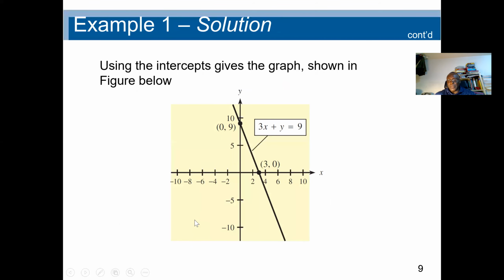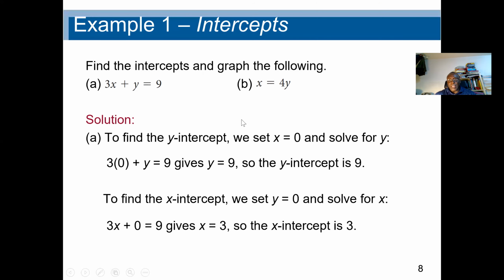Then the second equation, the answer will be 0 straightforward because again, we can see x equal to 4y. So to find the x-intercept, y equal to 0, 4 times 0, 0. Now to find the y-intercept, x equal to 0, 0 divided by 4 is also 0. So B, both the x and y-intercept will be 0. But for A, the x-intercept will give us 3. And that's what we find.